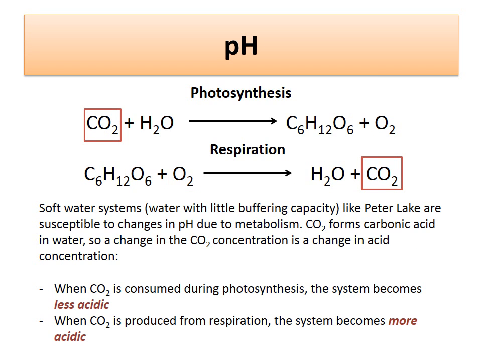Another chemical parameter we're interested in is pH because of its relationship to photosynthesis and respiration. Because Peter Lake has a low buffering capacity, the system is sensitive to changes in pH due to the metabolic functions of organisms in the lake. So when carbon dioxide is consumed during photosynthesis, the system becomes less acidic. When carbon dioxide is produced from respiration, the system becomes more acidic.